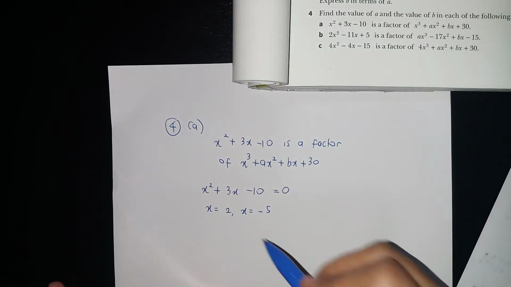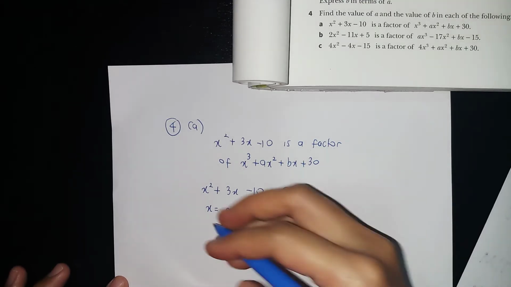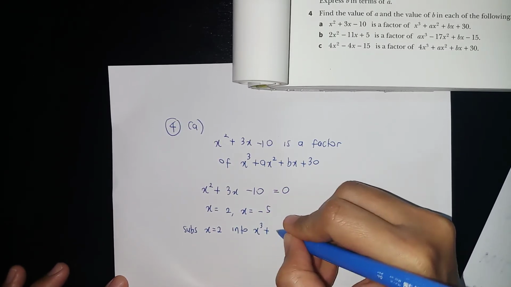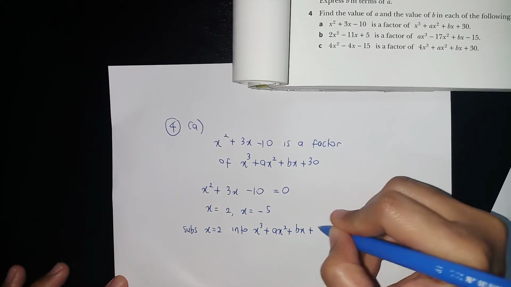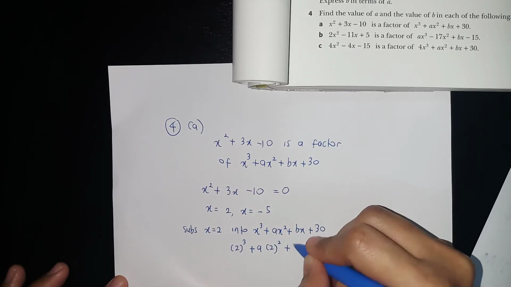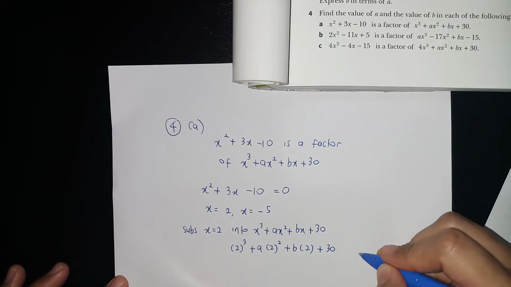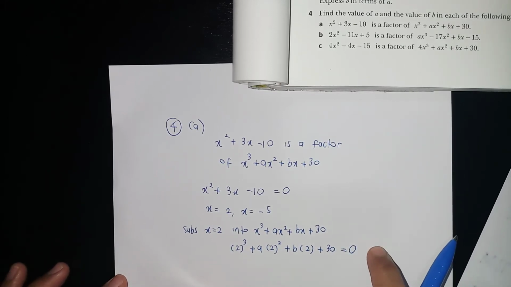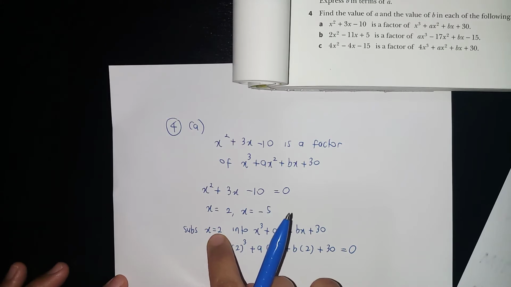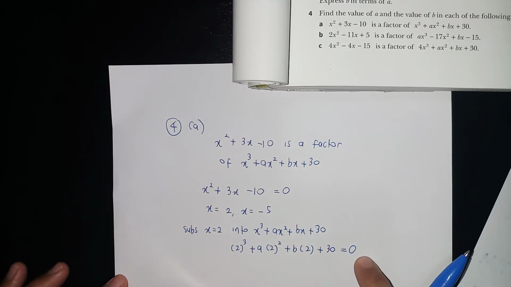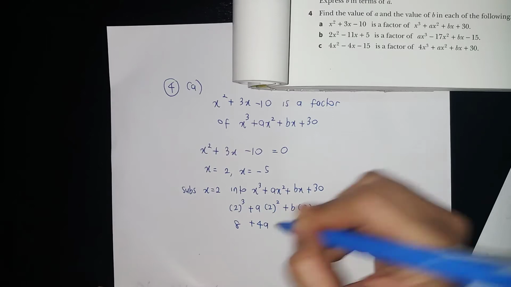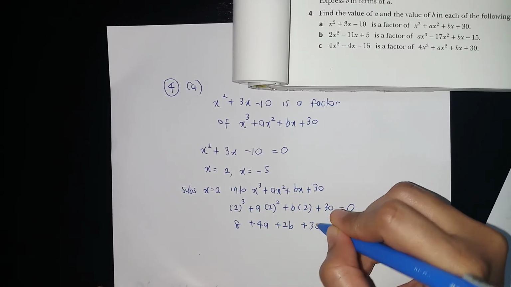So we substitute that value of x into the polynomial. Substitute x equals to 2 into x cubed plus ax squared plus bx plus 30. You get 2 power 3 plus a times 2 squared plus b times 2 plus 30. You should get equals to 0. Why is it equals to 0? Because that is a factor. The factor theorem states that when this is a factor, you substitute the value of x, you should get equals to 0. Now you calculate, you get 8 plus 4a plus 2b plus 30 equals to 0.